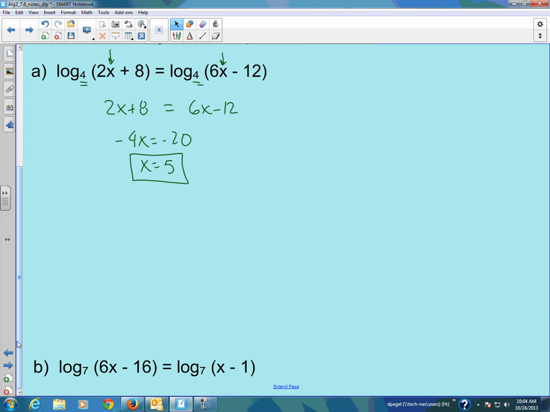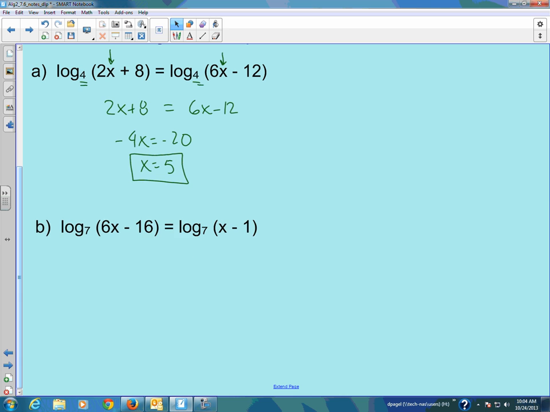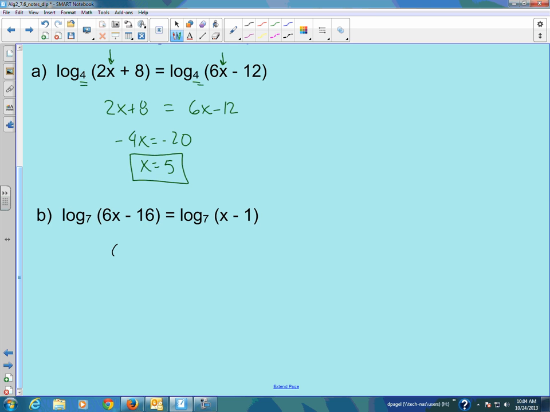Here's another one. Log base 7s, log base 7s. So that must mean 6x minus 16 is equal to x minus 1. 5x is equal to 15. And x would be equal to 3. Do they both work? 18 minus 16 is 2. 3 minus 1 is both 2. Yep, they do work.